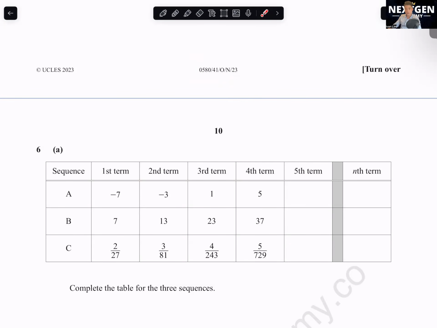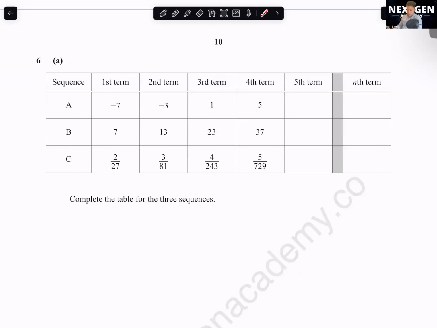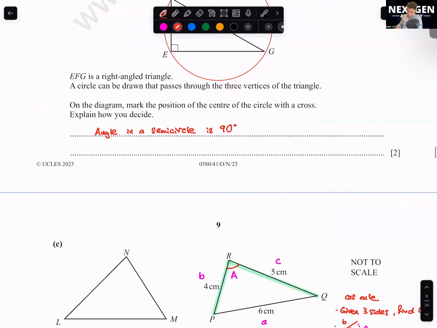Paper 058041, ON2023. Okay, so let's look at this question 6. Question 6 is a sequences type of question. Do you know what sequences are?